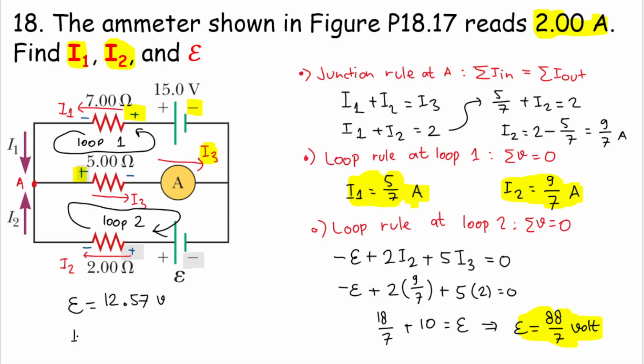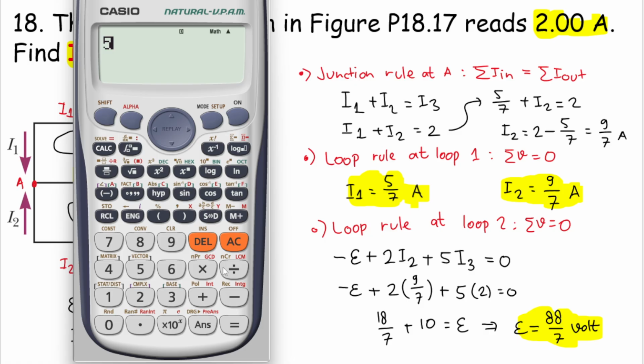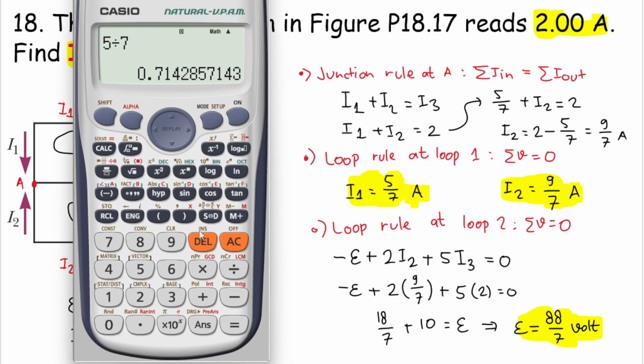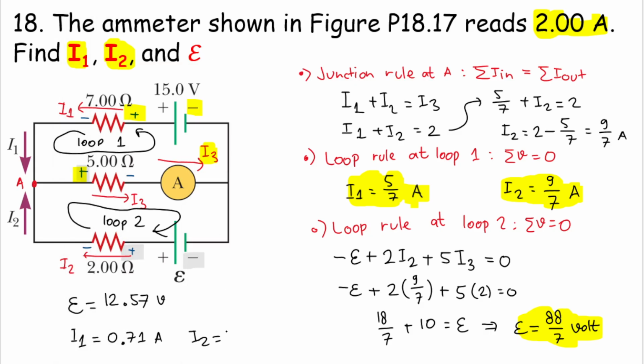And then I1, that will be 5 over 7. So I'll have 0.71 ampere. And then what is I2? I2 is 9 over 7. So I have 9 divided by 7. That will be 1.29 ampere. And I think that's all for this problem.